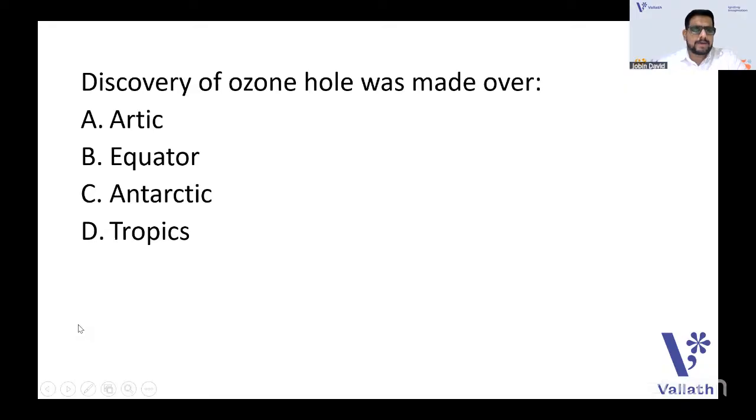Discovery of the ozone hole was made over which area, which region? Is it Arctic, equator, Antarctic, or tropics? Ozone comes under the people, development and environment part. Basically, they can ask current affairs or general affairs questions also from the people and environment part. That's very popular nowadays. Yeah, the answer is Antarctic. That's the correct option.